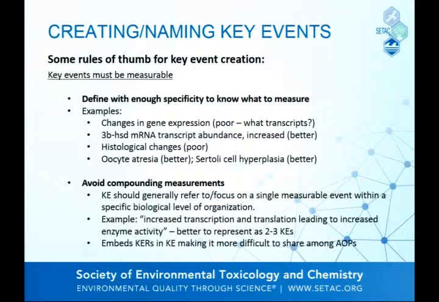And this is where it gets really tricky, when it gets to the naming of things. You name something, then you look at that name and very quickly decide, well, I really don't like this. How specific should the name of the key event be? It definitely should be more specific than "changes in gene expression," for example, right? That's not good enough because you're not conveying what is being measured, what is actually happening. So better is, for example, "3-beta HSD mRNA transcript abundance is increased," right?